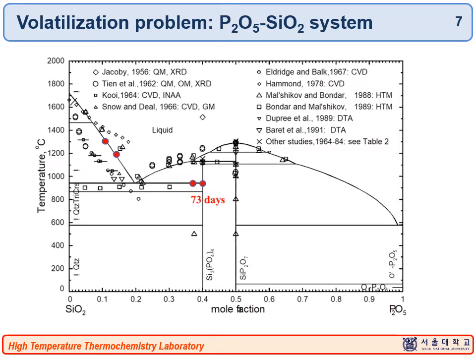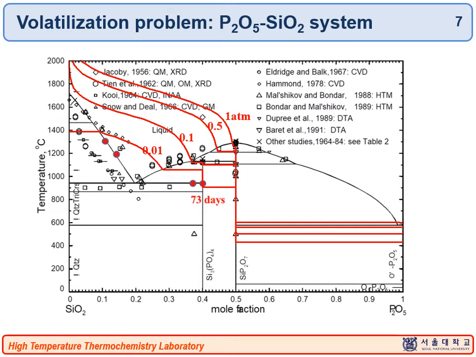Another challenge is the volatilization of the sample during the phase diagram study. For example, P2O5 is a very volatile species, and this shows you the vapor pressure over the P2O5 from 0.01 atm to 1 atm pressure. So for a long time experiment, P2O5 can be evaporated, and the composition of the original sample can be changed. And this causes misinterpretation of the phase diagram result.